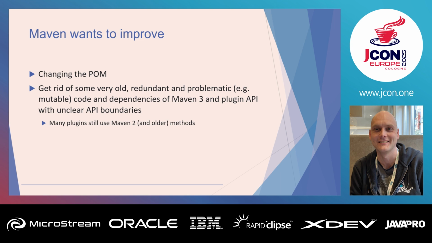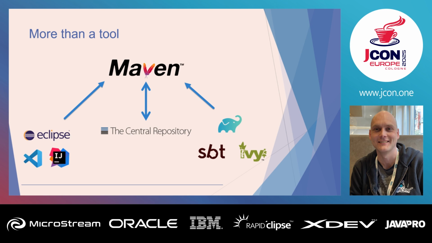And another problem with this plugin API is that many custom plugins out there still use the Maven 2 API and Maven 2 functionality behind them without updating, because they said, okay, it's still working, why should I upgrade my plugin? And of course, we are developers, Java is improving, and Maven wants to make use of these improvements, like faster JDKs, faster builds, new language features like records or whatever. But as already said, Maven is more than Maven itself, more than a tool. Maven is a whole ecosystem.